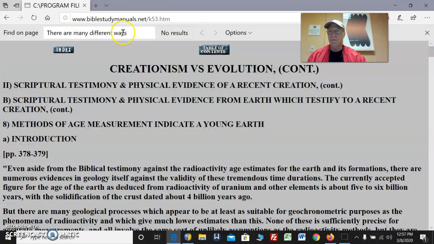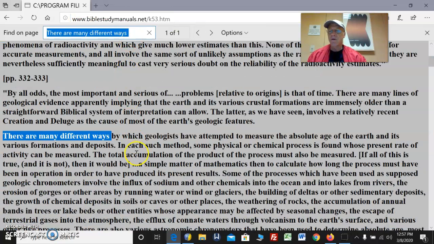K53. There are many different ways. We looked at the radiometric dating as an introduction. Now we're going to go to, there are many different ways by which geologists have attempted to measure the absolute age of the Earth and its various formations and deposits.